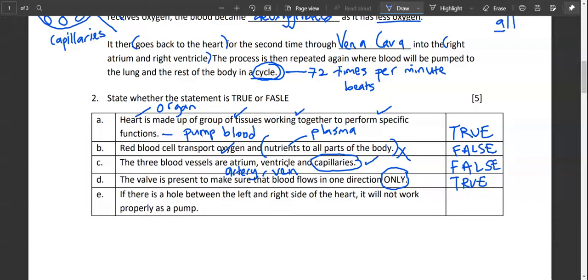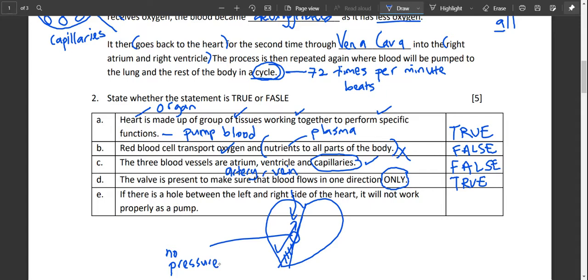And E, if there is a hole between the left and right of the heart, it will not work properly as a pump. So this is your heart, and this is the septum. If there is a hole in the septum, it will not be able to work properly, because if the blood tries to go in and out but there's a hole, it will not be able to create pressure. There will be no pressure and no force. If there's no pressure and no force, the blood will just stay here and blood will be mixed.